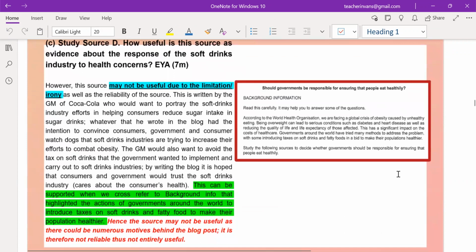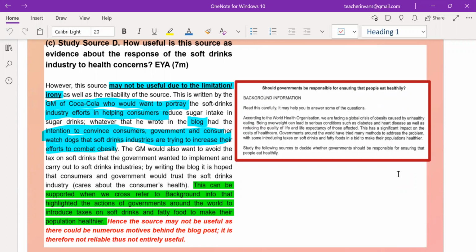Now, why is it not useful? It is not useful because of the reliability, the irony, as well as the limitation of this source. It is the general manager of Coca-Cola who would want to portray that soft drink industries is trying to help. He is writing in a blog, and his intention is to show that soft drink industries are definitely taking a lot of effort. Okay, and of course they want to avoid the tax on soft drinks, right? Because it is hoped that when you write it in the open, when you make yourself look very vulnerable, people are still going to trust the soft drinks industry.